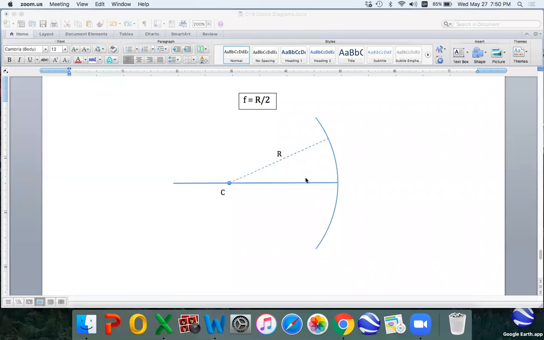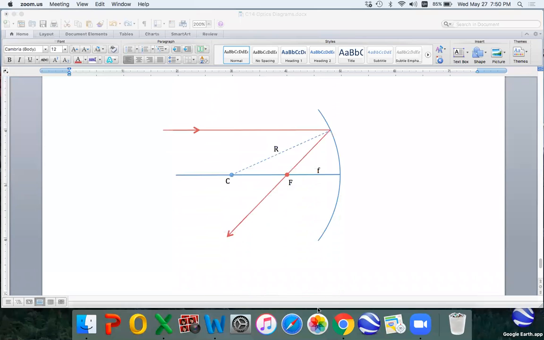Let's take a look. You've got the radius, dotted line. Now we have the incoming light ray as the incident ray, and it's going to reflect such that the angle of incidence equals the angle of reflection. This line is parallel to the principal axis, so this angle here is also equal to this angle here. Well, these angles are all equal then. We have an isosceles triangle.